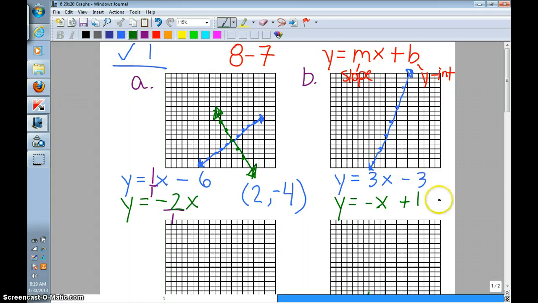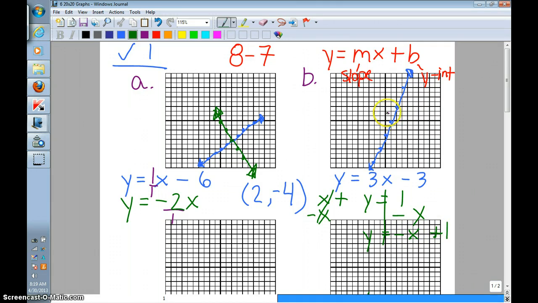Now, how I got this one: this was the first equation here. It was x plus y is equal to 1. And this was not in mx plus b form, so I have to get it that way first. I'm going to minus x from both sides. So now I have y equals negative x plus 1. So that's what I'm going to graph.